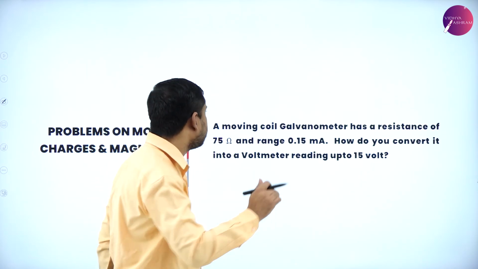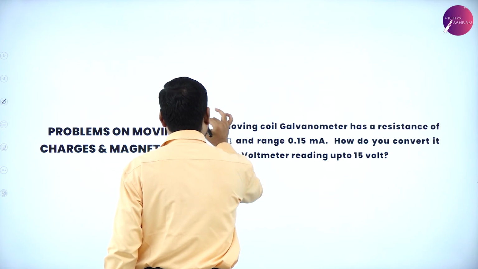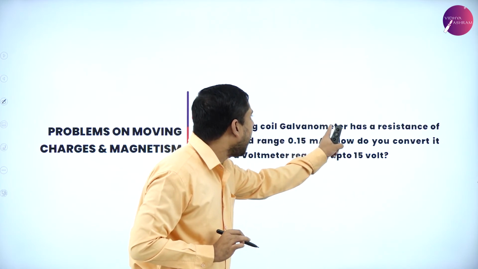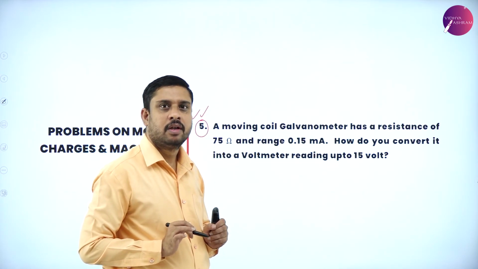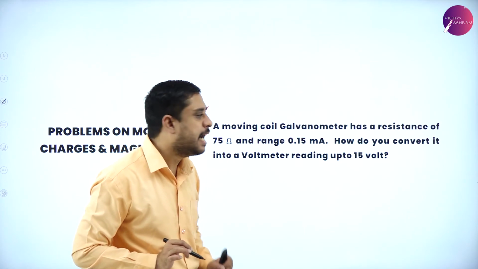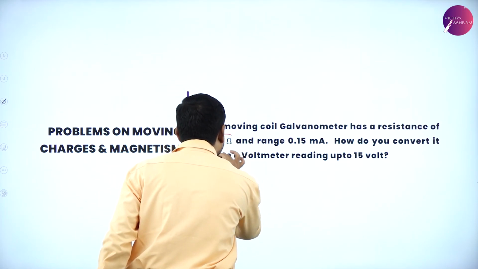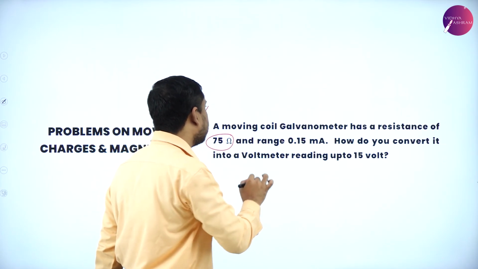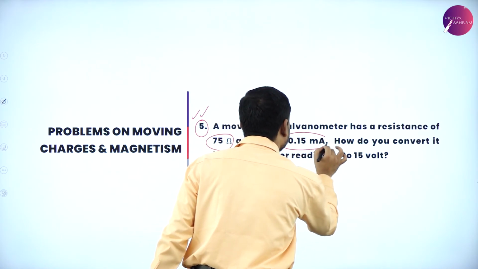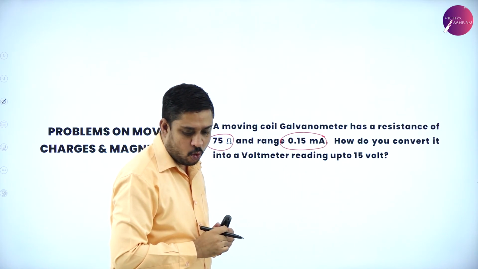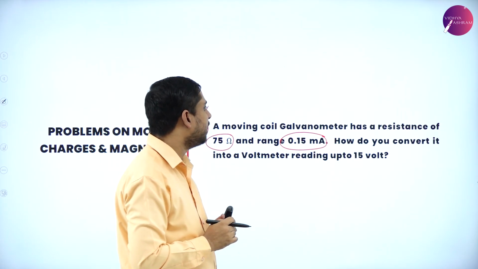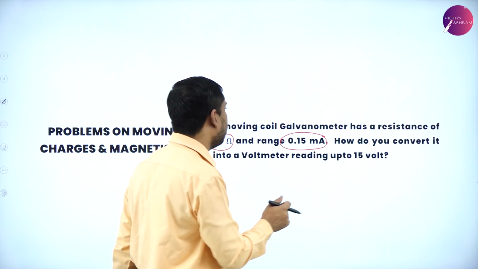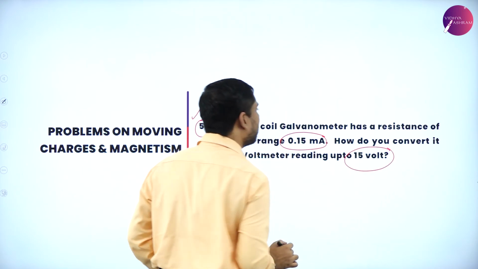The next one of the same type, again important. A moving coil galvanometer has a resistance of 75 ohms and range 0.15 milliammeter. How do you convert it into a voltmeter up to 15 volt?